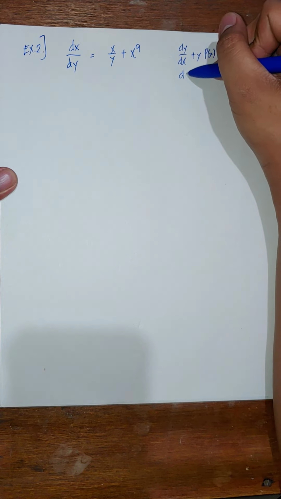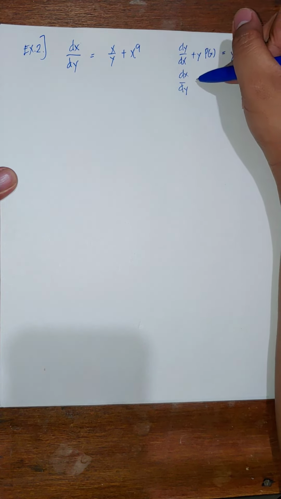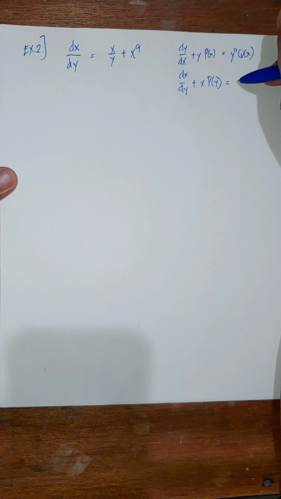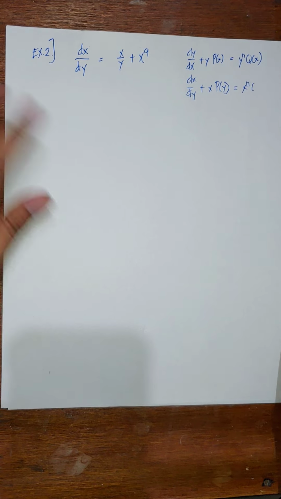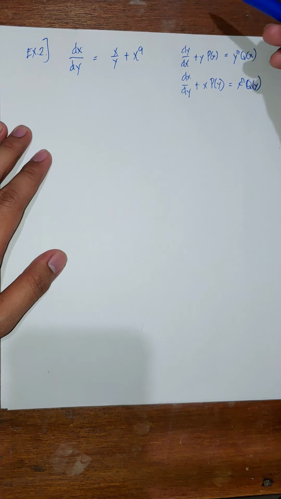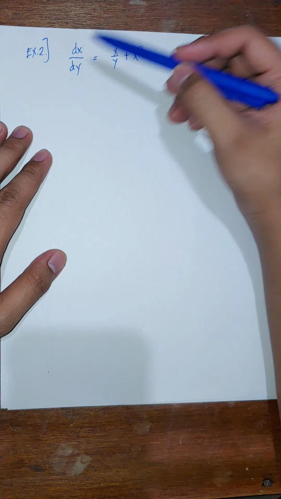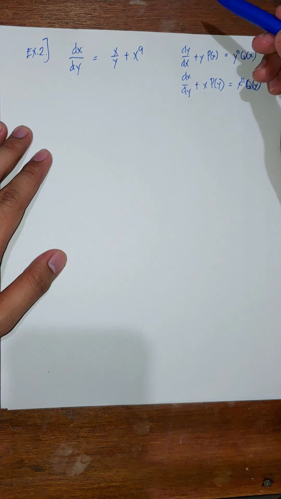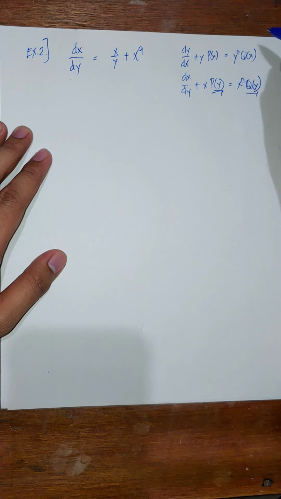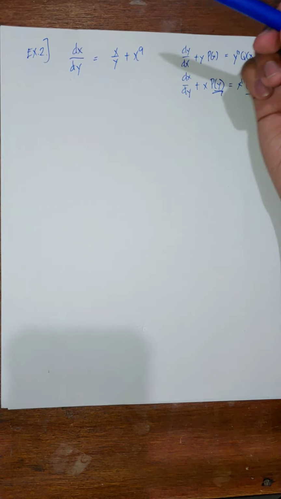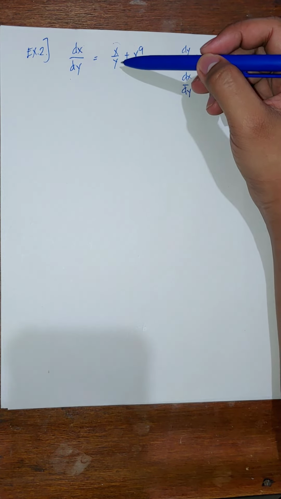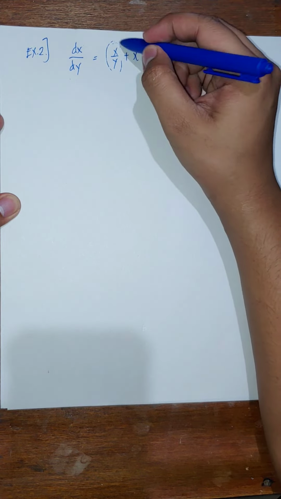So for dx over dy, it is written as dx over dy plus x times p of y is equal to x to the n q of y. So yes, q of y. So our independent variable here is y. That means we will take p of y or q of y. So where there is an x with no power raised to it, that is this one, then we have this one as our p of x.